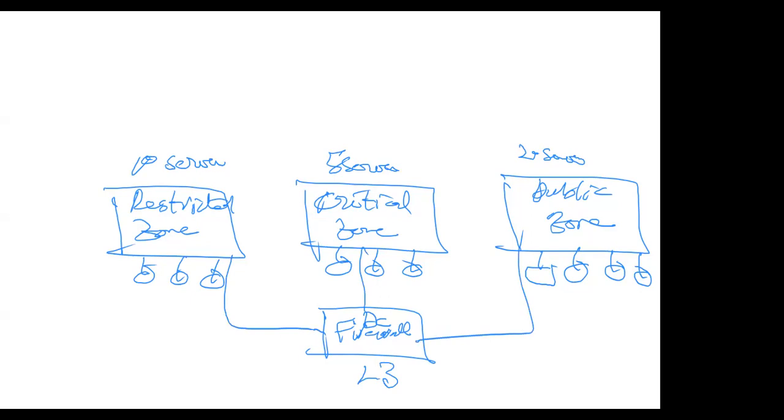Then if I want to communicate from the restricted zone into the critical zone, it will go to the firewall. The firewall has a rule. Is this traffic allowed or not? If it's allowed, then it will pass it to this VLAN. If it's not allowed, then it will drop it.